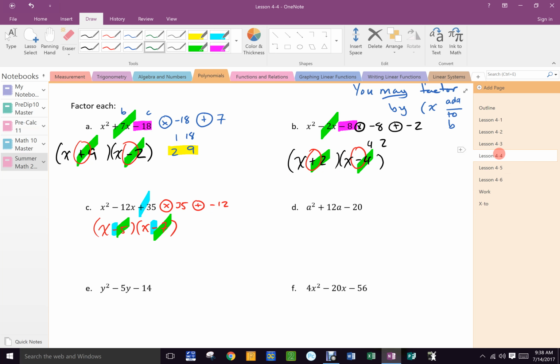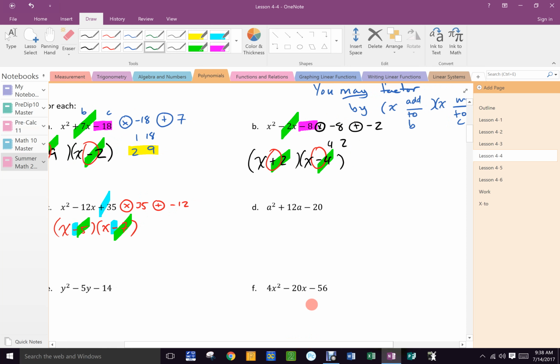Check this one. It looks like it might factor. Let's check it. I need numbers that will multiply to what? Negative 20 and add to what? 12. What are they? 6 and 2 doesn't multiply to 20. 6 and 2 multiplies to 12. 2 and 10. Okay, that one's negative, right?